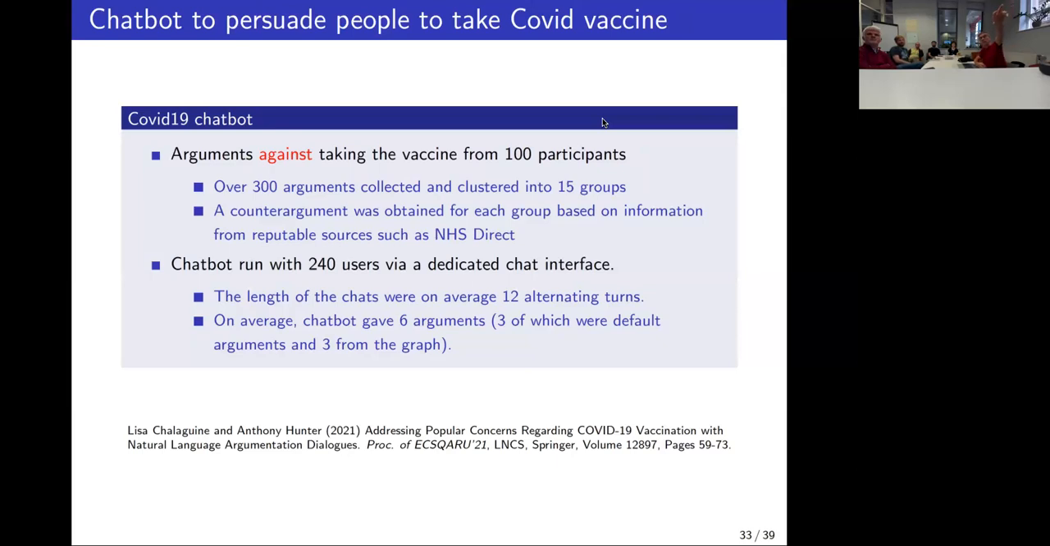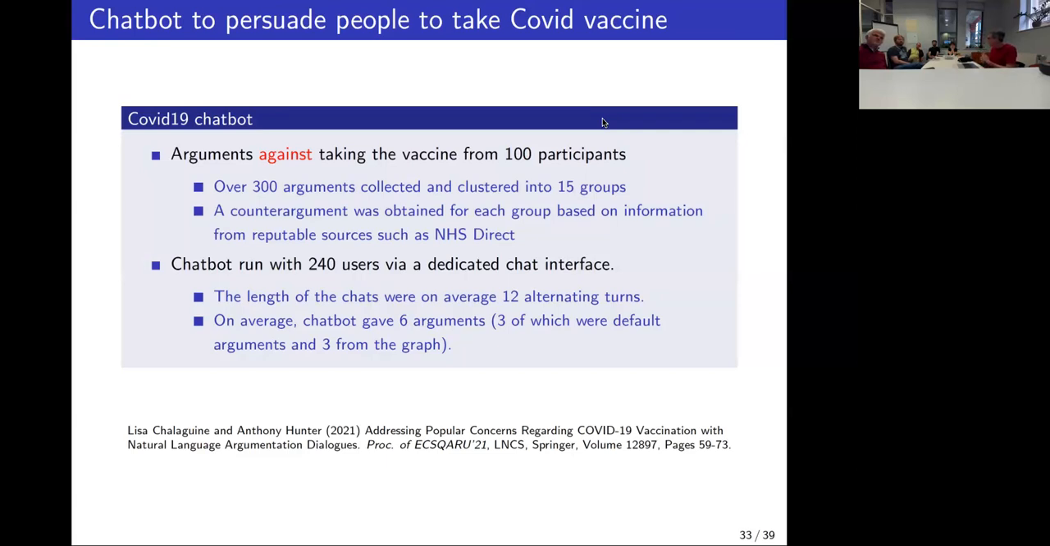The second bullet point shows we ran it on a dedicated chat interface because it was simpler. Actually, we decided to just move to our own system rather than using Facebook. She ran it with 240 users. We didn't have a baseline system. The dialogues were shorter because there were fewer arguments. People had less to argue about.